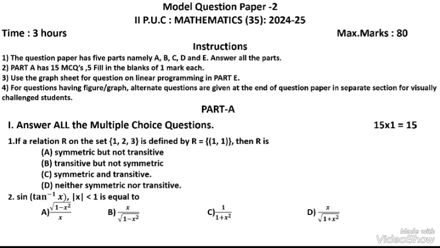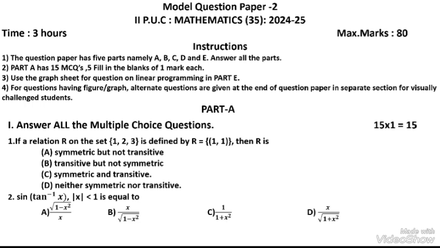Next, for questions having a figure or graph, alternate questions are given at the end of the question paper in a separate section for visually challenged students. Basically, some figures or graphs are there in the question paper, and for those there will be an alternate question in the last section, only for visually challenged students. Now we discuss the first part, Part A. Answer all the multiple choice questions.